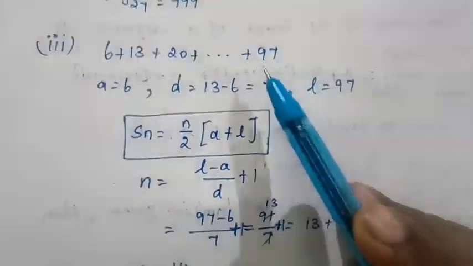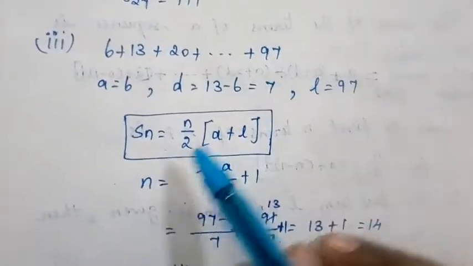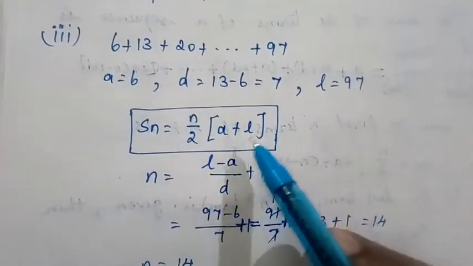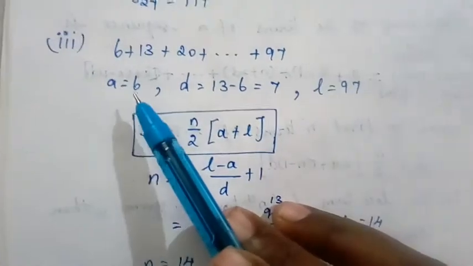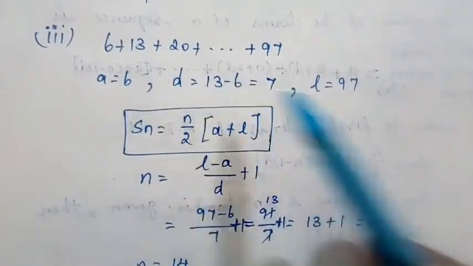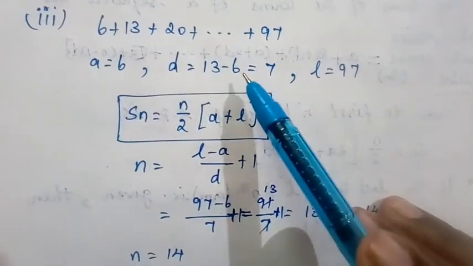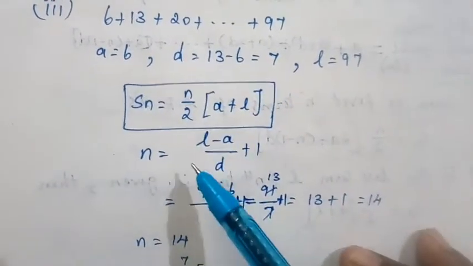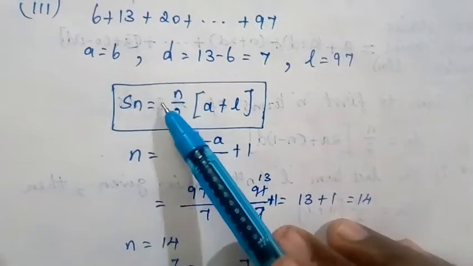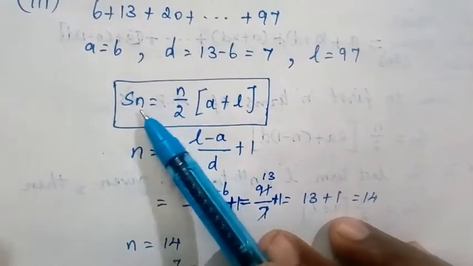Third problem, last term is given. So we will use the second formula, Sn equal to n by 2 into a plus L. So the first term a, d and L are taken right from the question. The d value you know how to find: second term minus first term. First, to substitute in this formula, we need to find n.